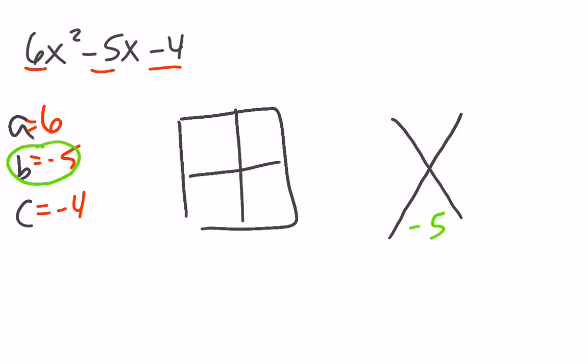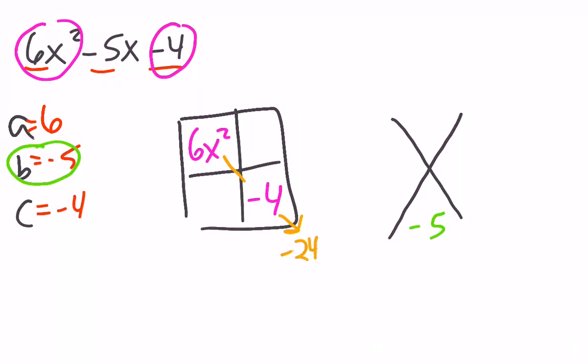Now we start to fill our box. First term, first box, last term, last box. Then we multiply the diagonal, and that gives me -24x squared. I'm going to put that at the top of my x, but I'm just going to put the coefficient, -24. So we're looking for the two numbers that multiply to -24 and subtract to -5.